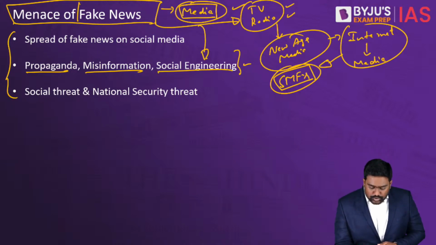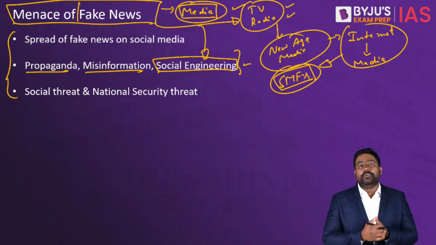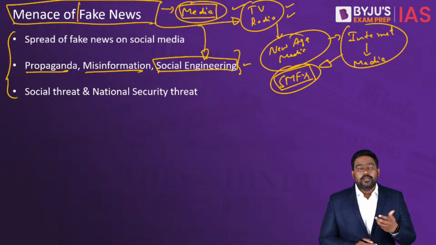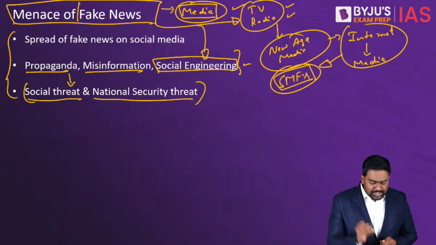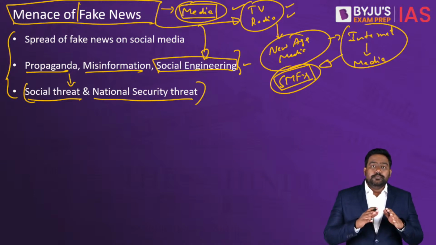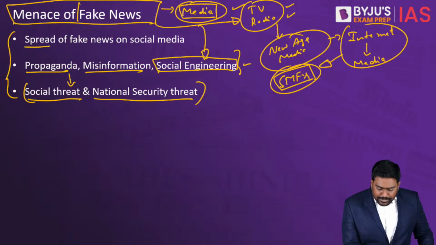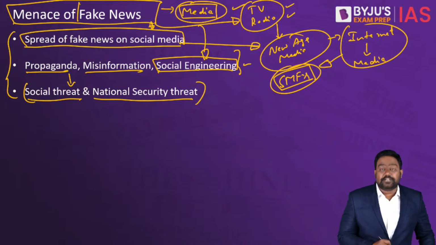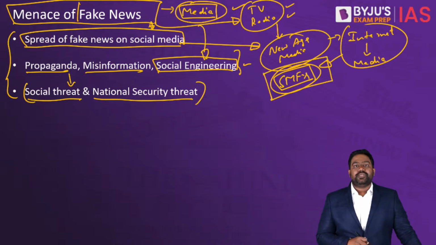It is used to carry out social engineering, to engineer the minds of the society, to change public opinion, to manipulate elections, to even instigate riots. So as a result, fake news has always been a social threat and a national security threat. But the menace has become much more serious as a national security threat because of its potential to spread on new age media platforms such as your social media platforms. Because the internet has given tremendous reach.